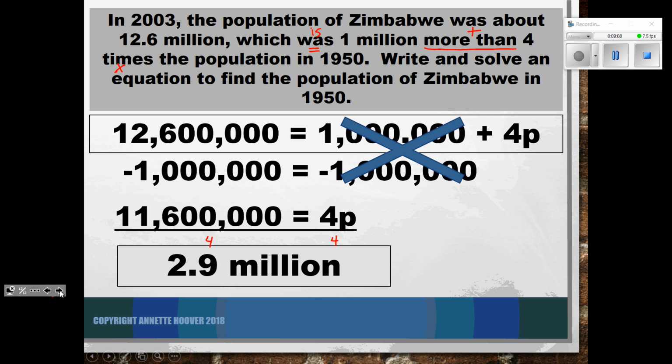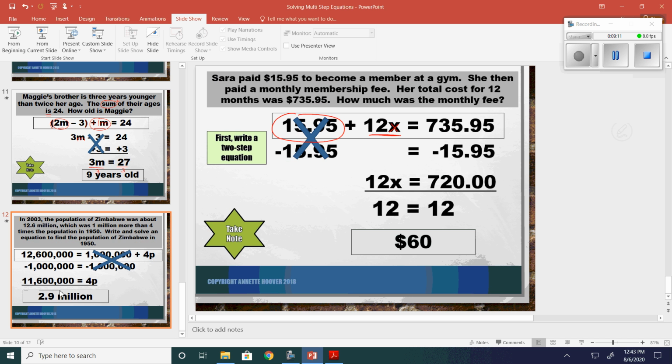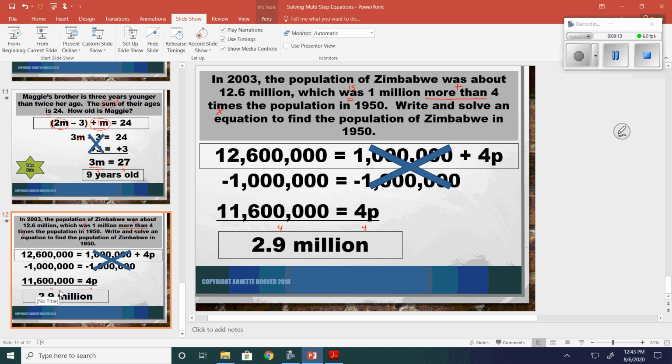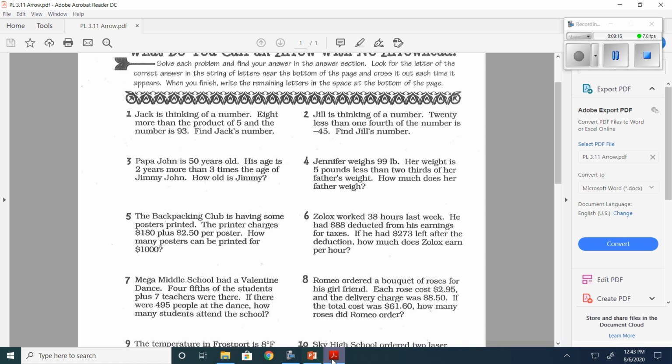Now, your assignment today, I'm going to pull it up here so we can do an example or two together. It's going to be some scenarios where you're going to read through them, translate them, write them into an equation, and then solve.